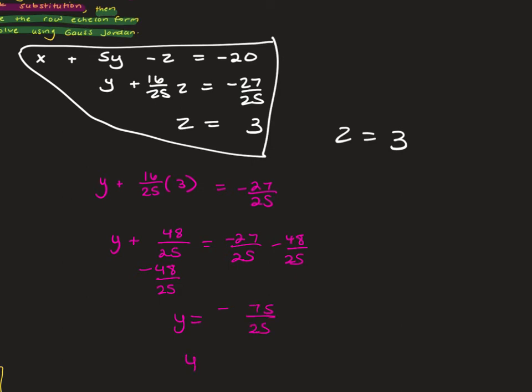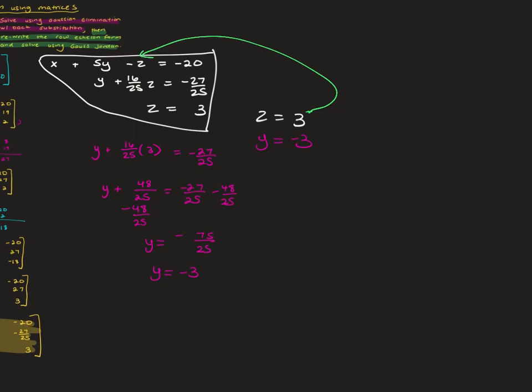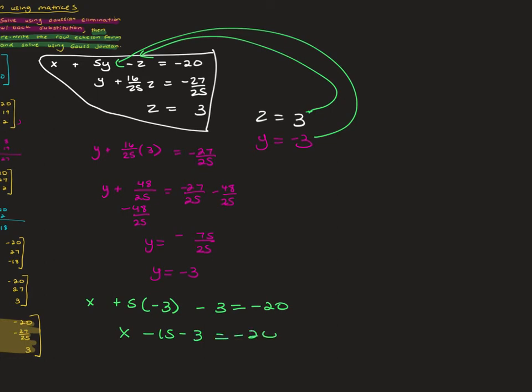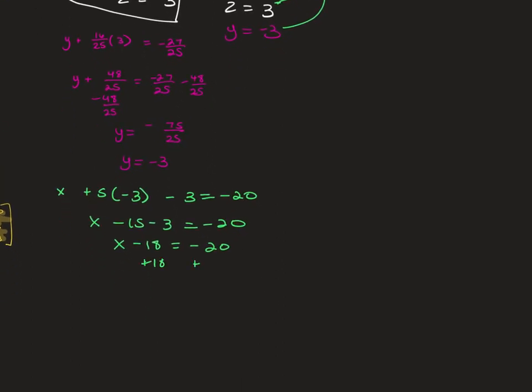75 over 25, and y is negative 3. And then from there, I'm going to take the z and plug it into the top row, and take the y and plug it into the top row. So I get x plus 5 times negative 3 minus 3 equals negative 20. X minus 15 minus 3 equals negative 20. X minus 18 equals negative 20. Add the 18. And x equals negative 2.